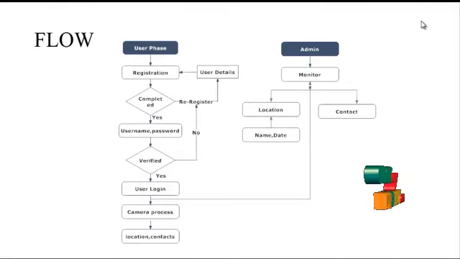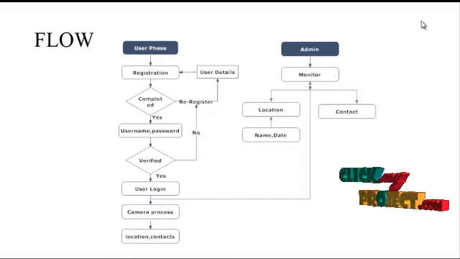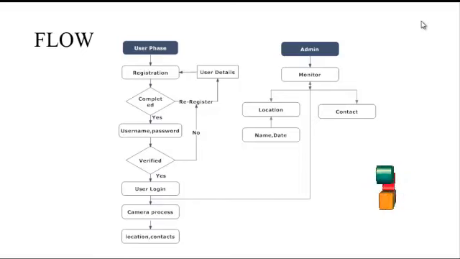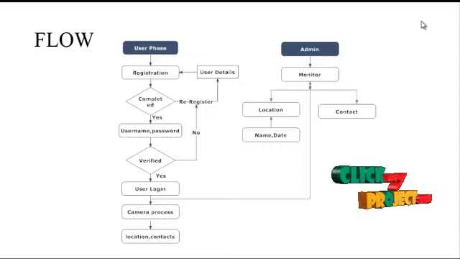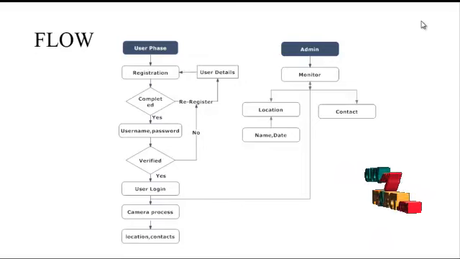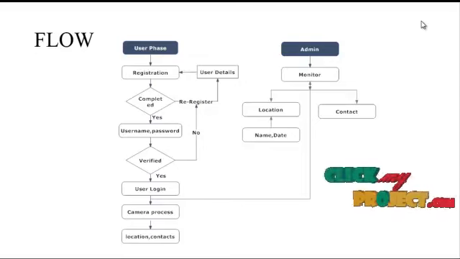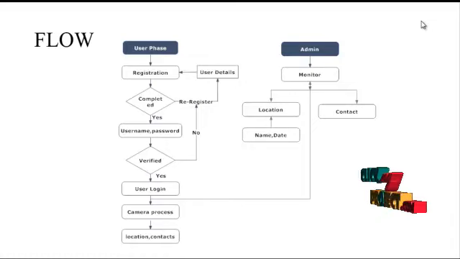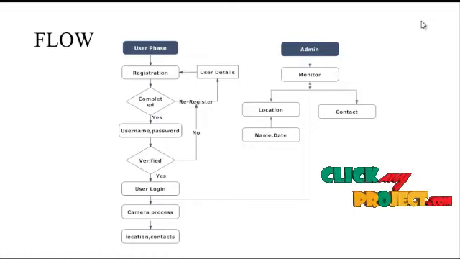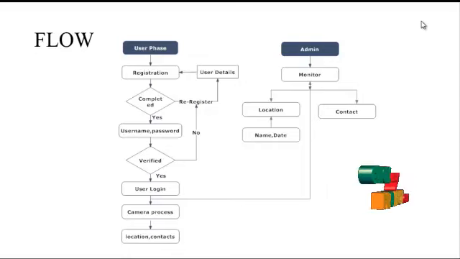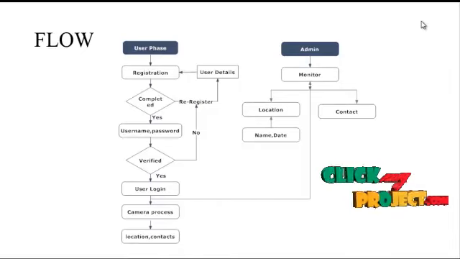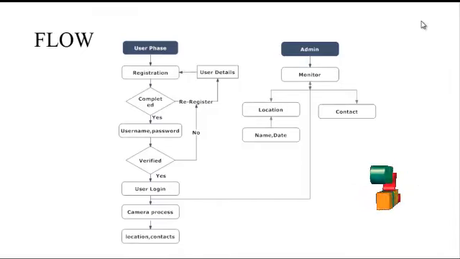So in our project we have two phases, one for malware and another one for admin. In the malware phase we first have to register using our registration panel. Once the registration is completed, the generated username and password are used for login. Once the user, that is malware, logs into their panel, they have all the permissions about locations, camera, contacts.